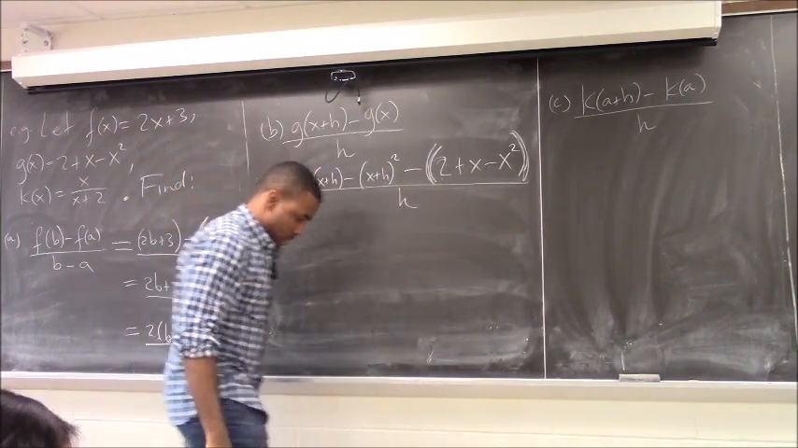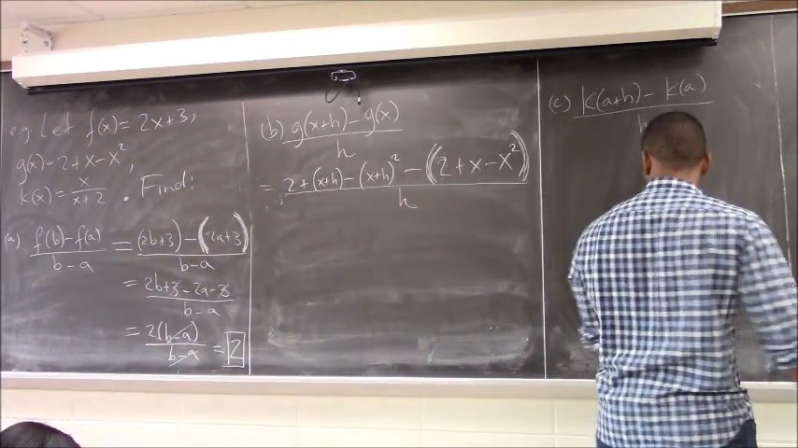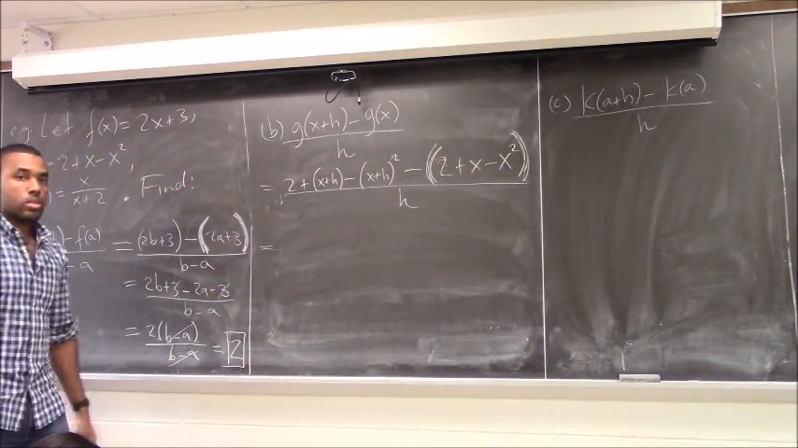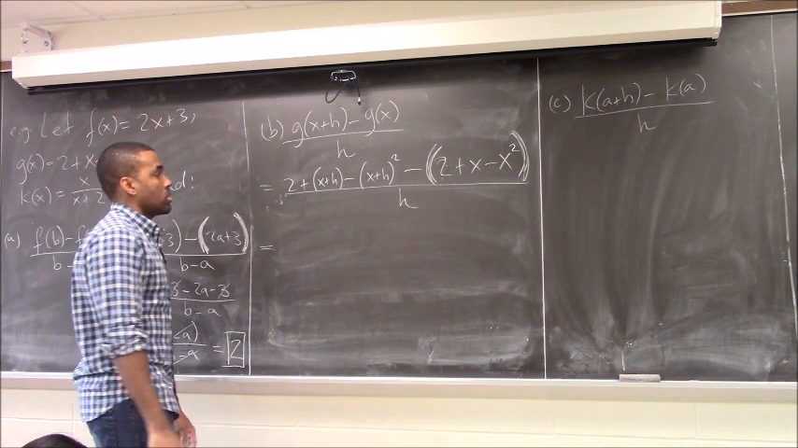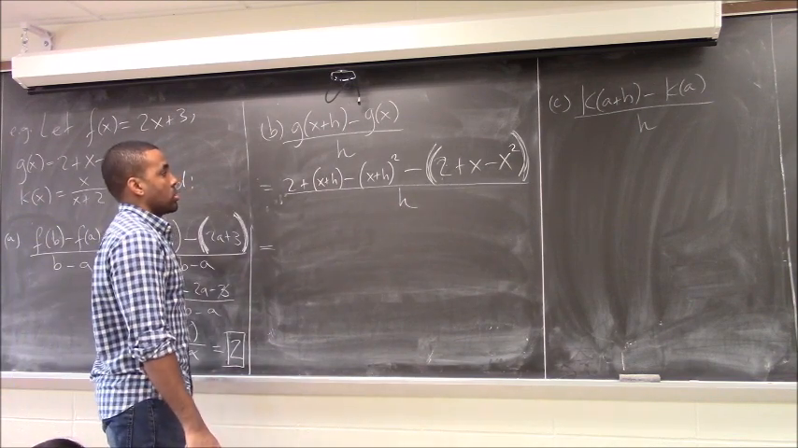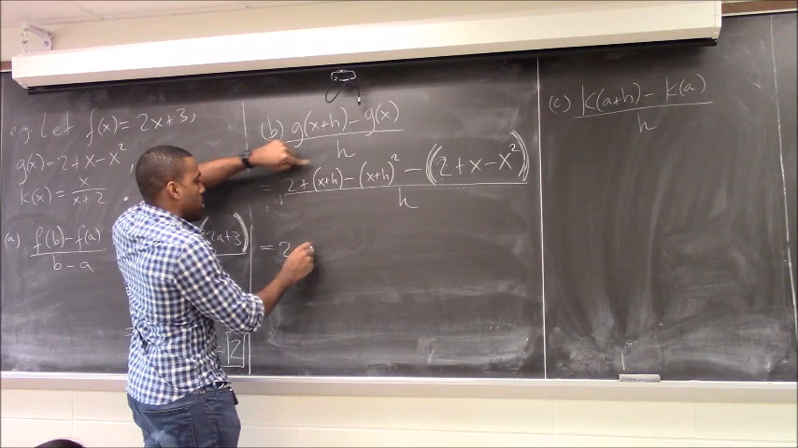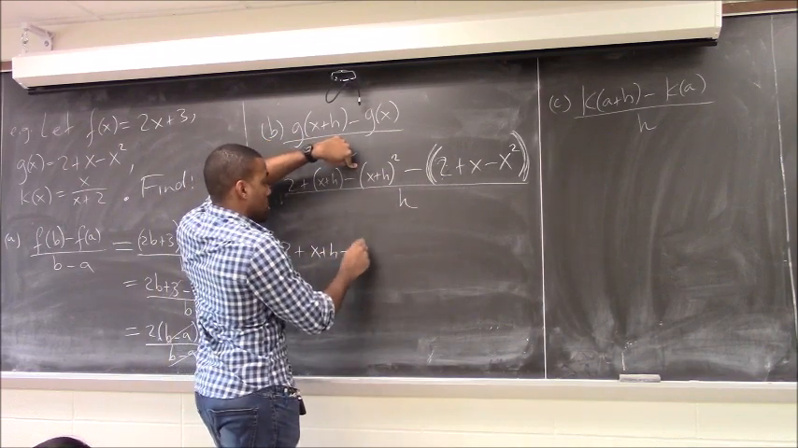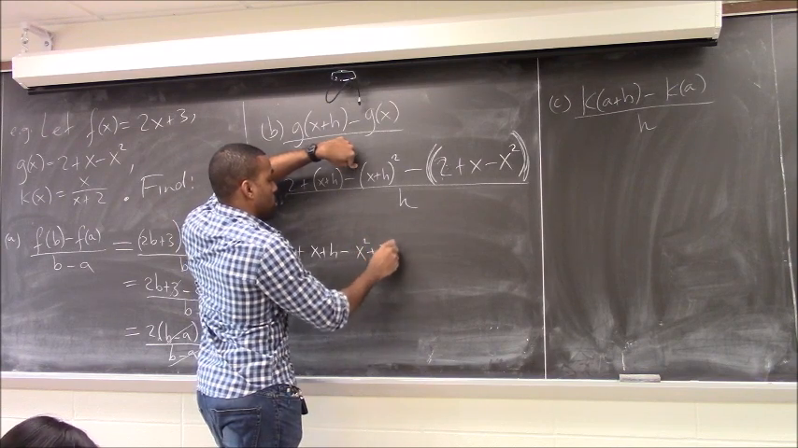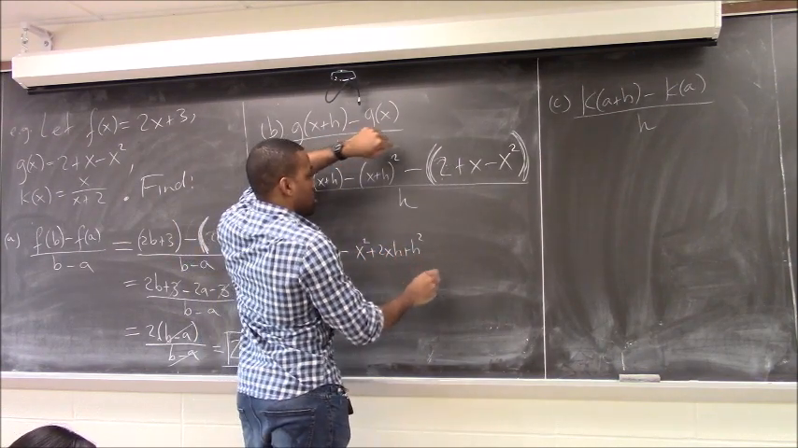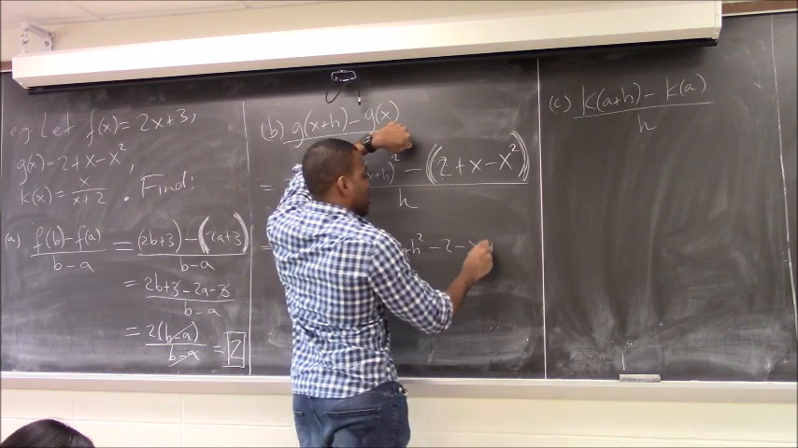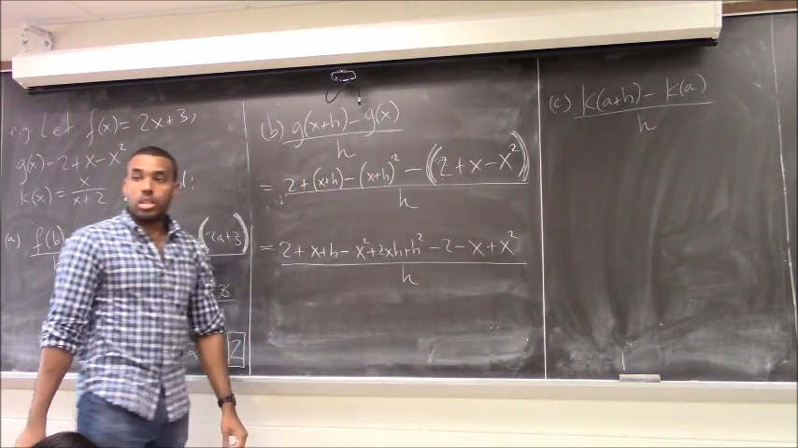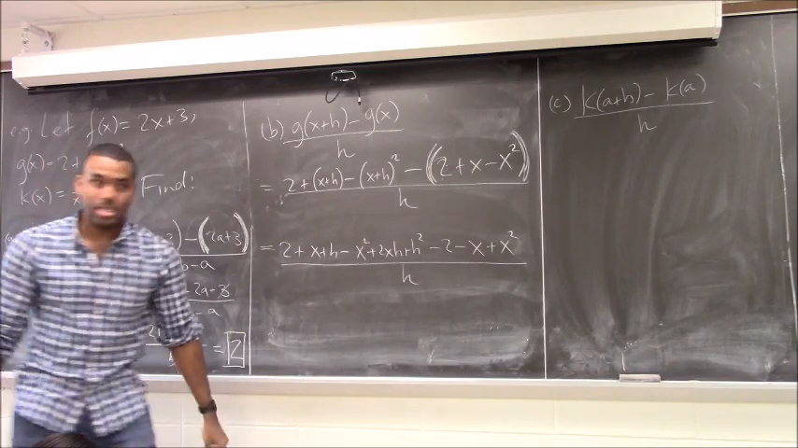Now what? Simplify. What do we do? Square x plus h, we expand. Let's just recopy these as 2 plus x plus h minus, x squared plus 2xh plus h squared, minus 2 minus x plus x squared, all over h. It should still be in parentheses. There should still be parentheses.